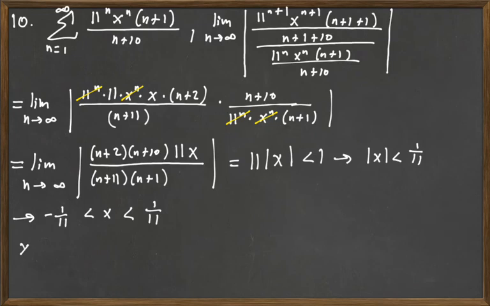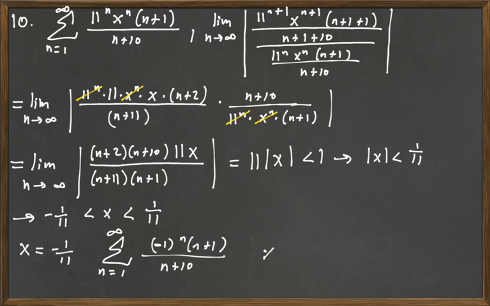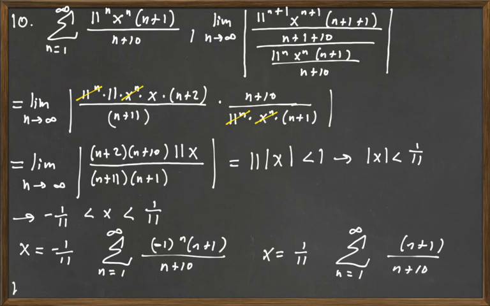Okay, all right. So x equals negative 1 over 11. We have the sum from n equals 1 to infinity of negative 1 to the n times n plus 1 over n plus 10. And if x is equal to 1 over 11, we have the sum from n equals 1 to infinity of n plus 1 over n plus 10.